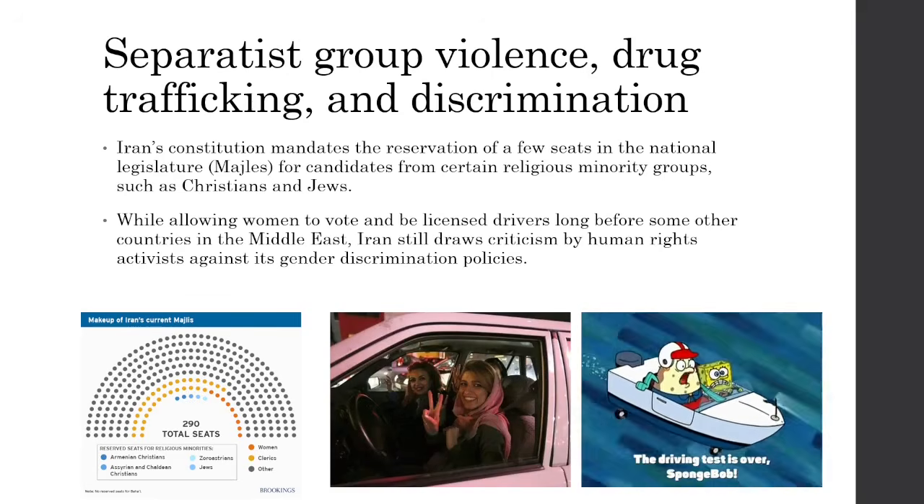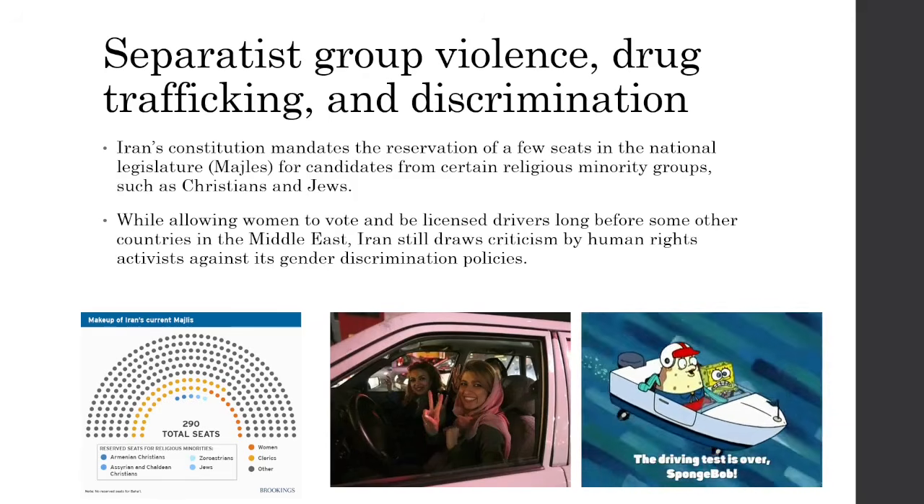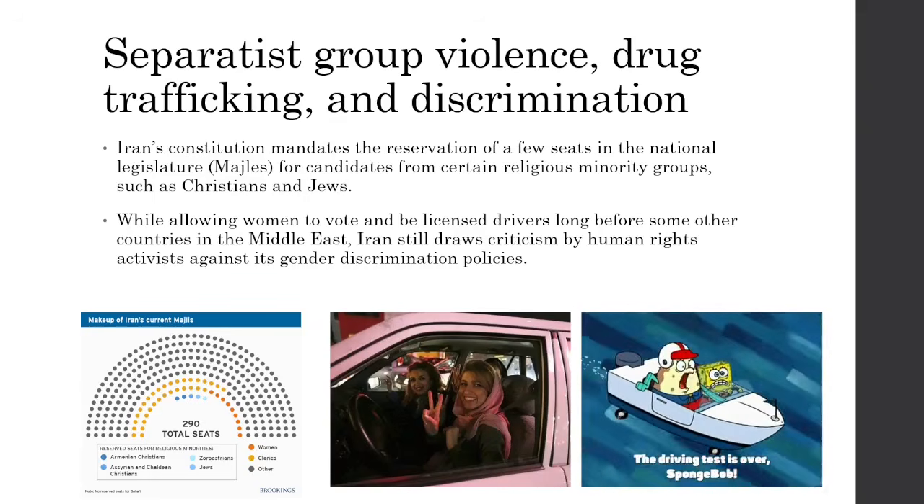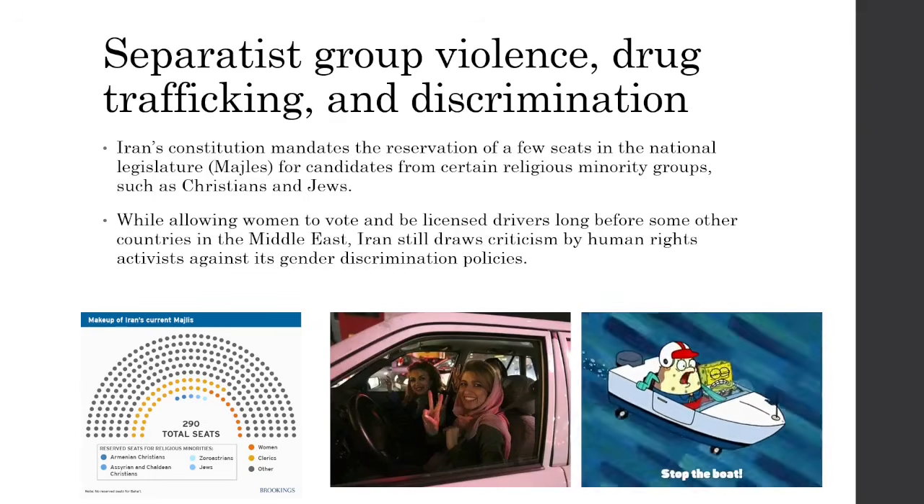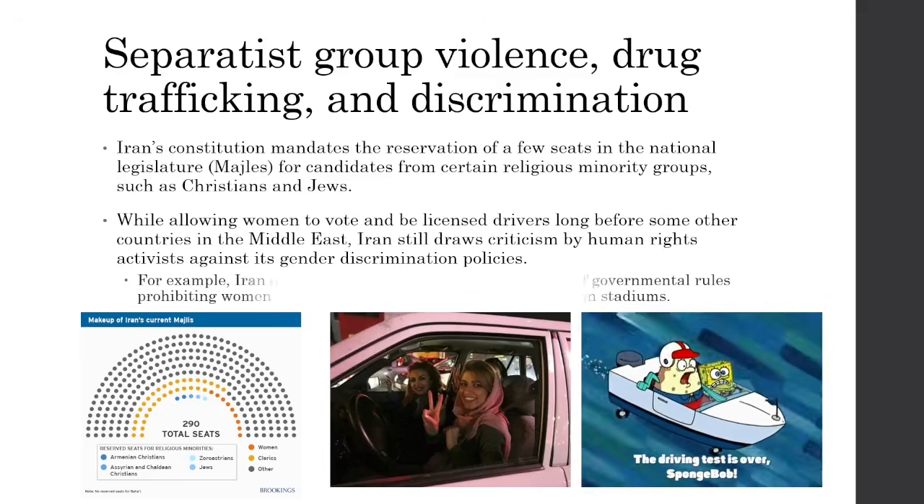But they still draw many critics, including human rights activists, who do discuss human rights against gender discrimination policies. And we're going to talk about a lot of these, like how women couldn't get an education or go to sports games, that sort of thing.